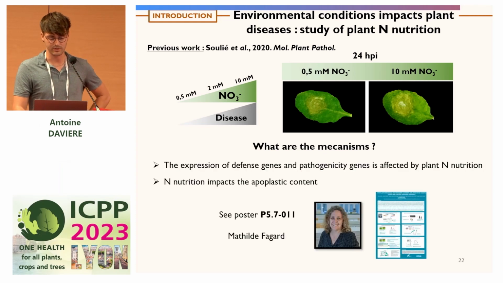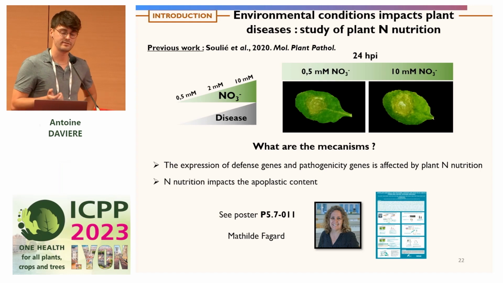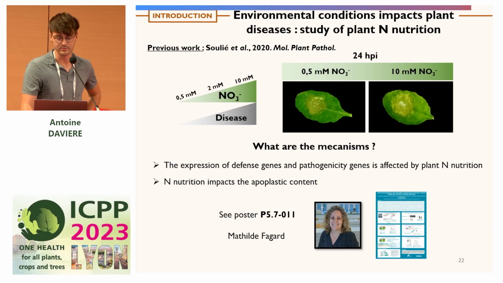The mechanism was studied, and we found that the expression of defense genes is affected by plant nitrogen nutrition, in particular glyphosate and salicylic acid related genes. It was surprising also to see that a lot of pathogenicity genes are affected by plant nitrogen nutrition. Also, we studied the apoplastic content that is impacted by nutrition. You can see more detail about that on a poster presented by Mathilde Fagard.